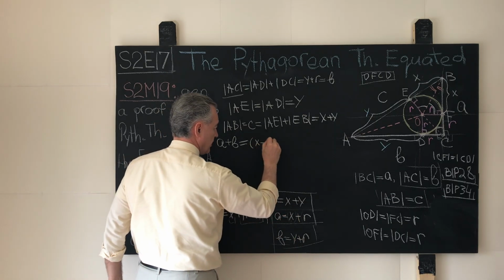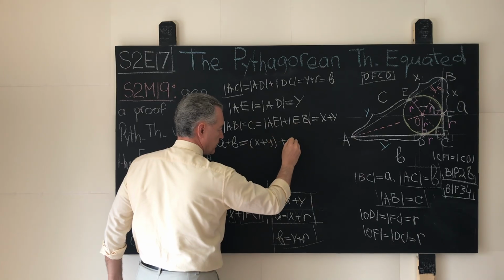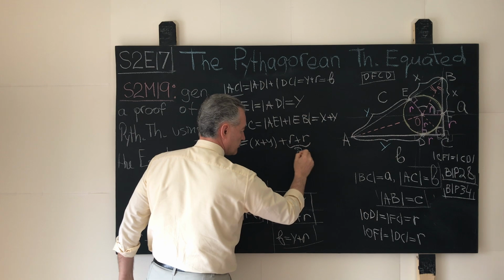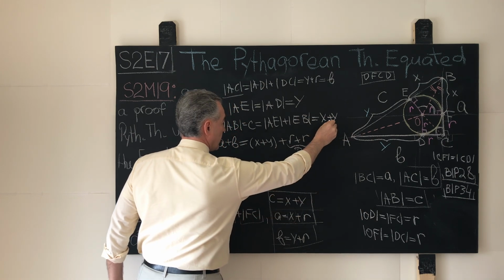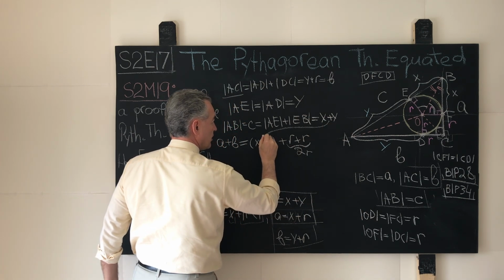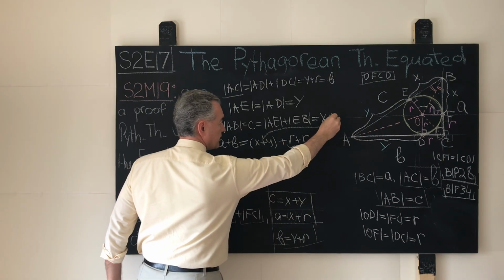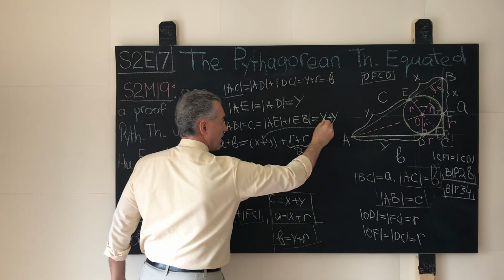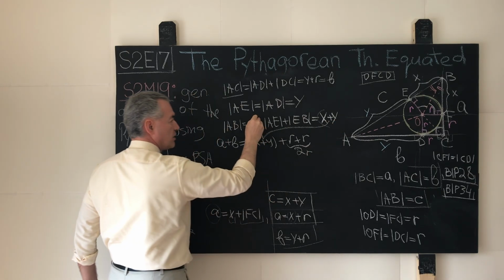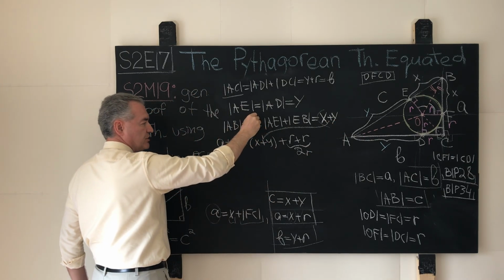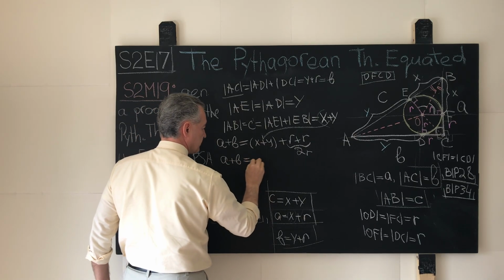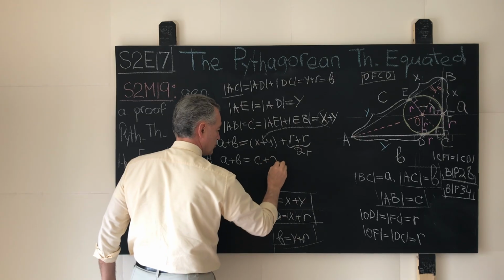This is X plus Y plus R plus R. Two copies of R become 2R, and X and Y come from over here. Let me write it down more carefully. And that sum X plus Y is a synonym for the length of the hypotenuse C. So what do we have? At the end, we have A plus B is equal to C plus 2R.